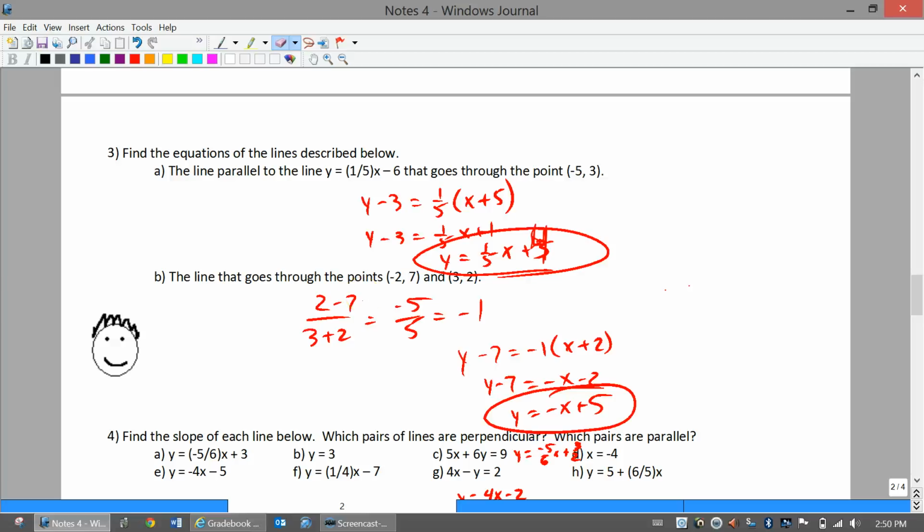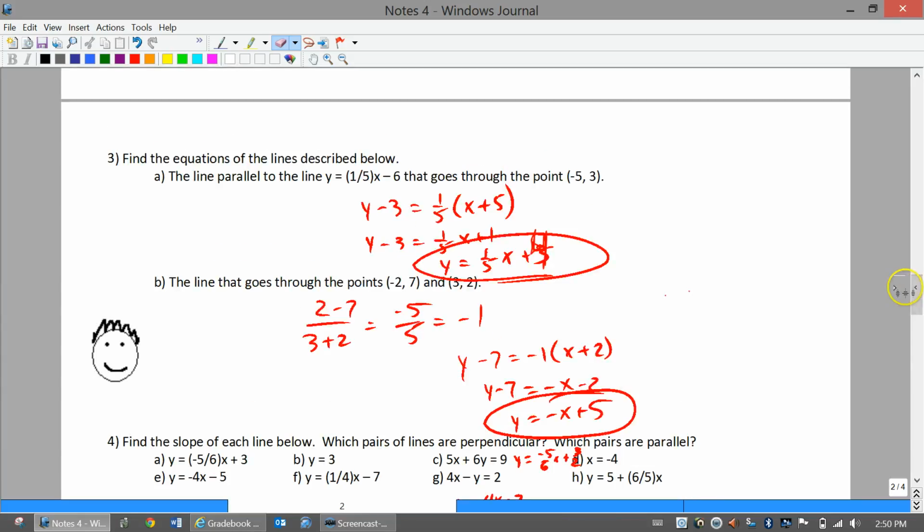Okay, guys, I'm going to turn around and show you number 3 and 4 today. First, find the line parallel to the line with the equation y equals 1/5 x minus 6 that goes through that point. We have a point, but we don't have a slope. We need to find the slope. So let's look at this.